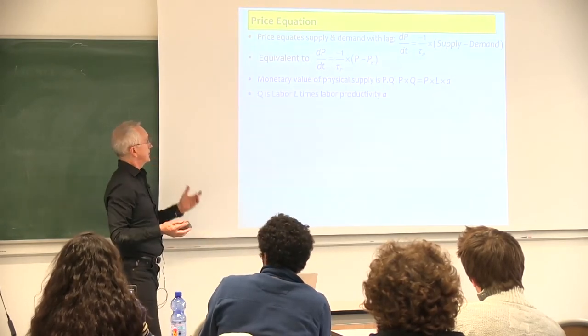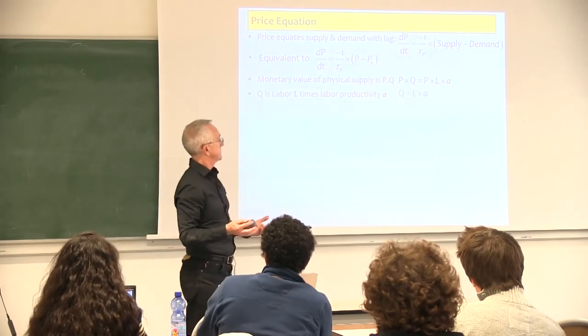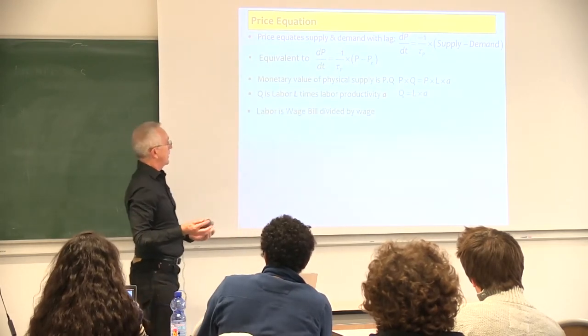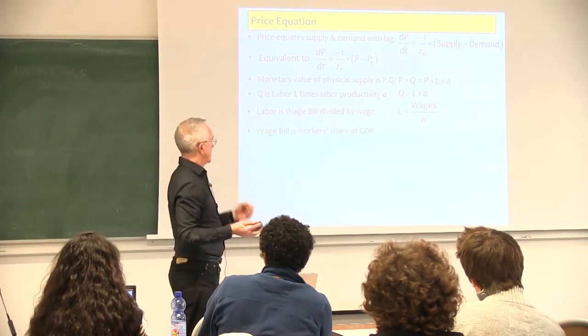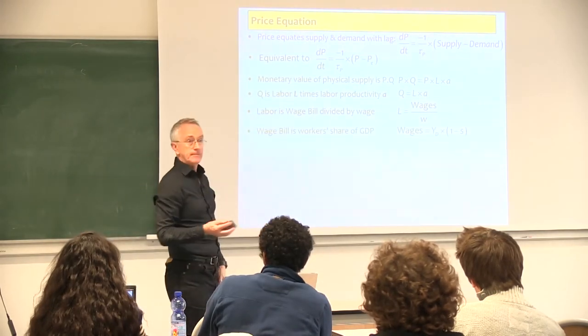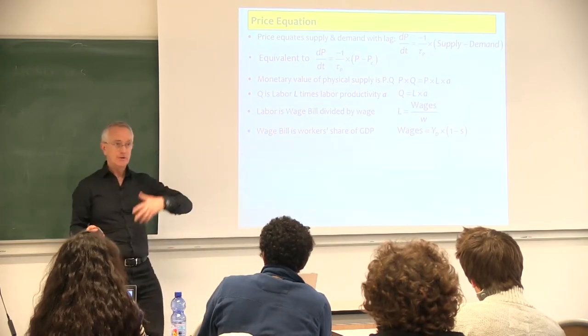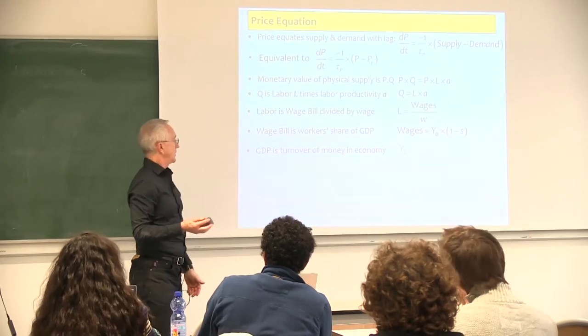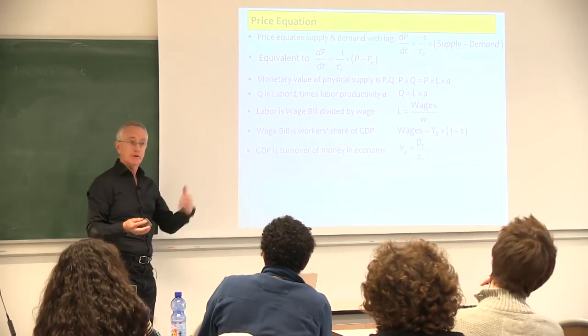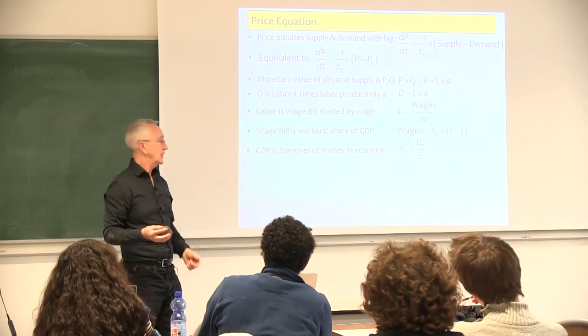The quantity produced is labor times labor productivity. And labor is the wage bill divided by the wage. It's all very simple stuff. So the wage bill is workers' share of GDP. Let's say there's a certain amount going to workers and a certain amount going to capitalists. I don't have much going to bankers in this system. And GDP is the turnover of money in the economy. So you have a rate at which the money supply is turning over.